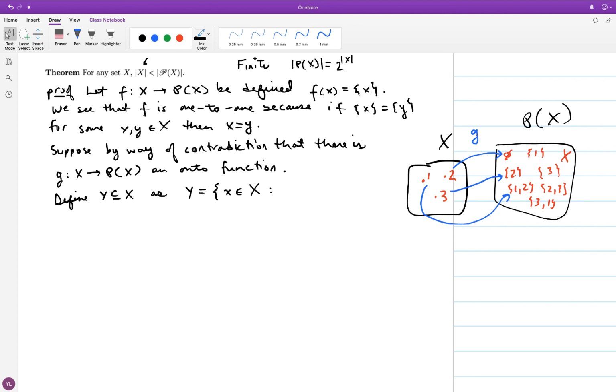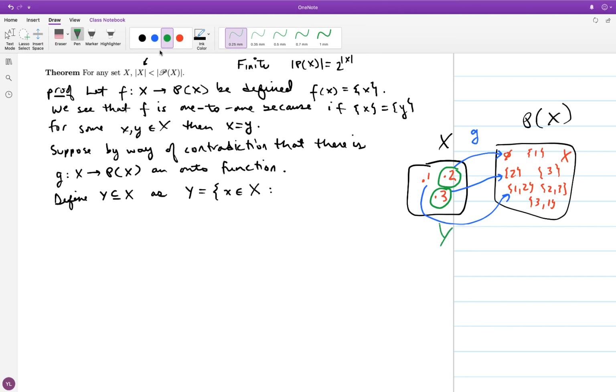I'm about to, like I said before, cleverly define a specific subset of the domain. And what I want it to be is all of the elements of the domain that do not get sent to sets that have themselves as elements. So look, the domain element 2 gets sent to the empty set. Is 2 an element of the empty set? No, so circle it. 3 gets sent to singleton 2. Is 3 an element of that set? No, it's not, so circle it. 1 gets sent to the set {1, 2}. Is 1 an element of the set? Yes, it is, so don't circle it.